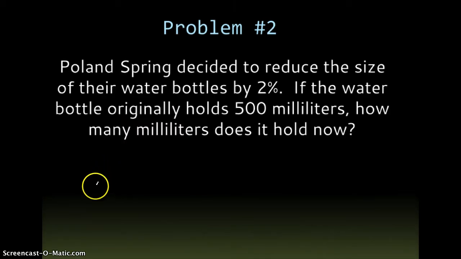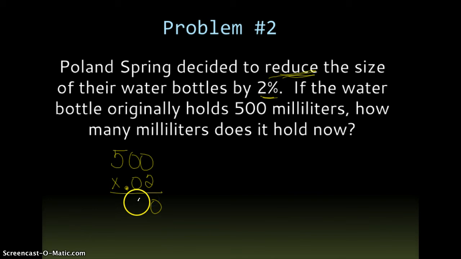Problem number 2. Poland Spring decides to reduce the size of their water bottles by 2%. So reduce means that it's going to decrease or go down by 2%. If the water bottle originally holds 500 milliliters, how many milliliters does it hold now? So we're going to find 2% of 500 first, and we are going to reduce it from the original amount. So we're going to find 2% of 500, and remember, of means to multiply. 2% as a decimal is 2/100ths. Let's multiply. Let's see what we get.